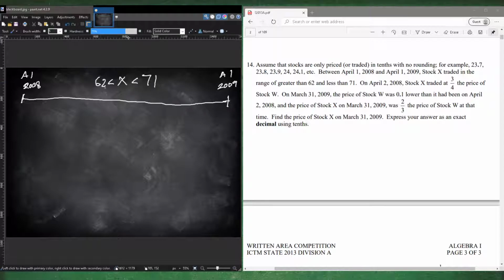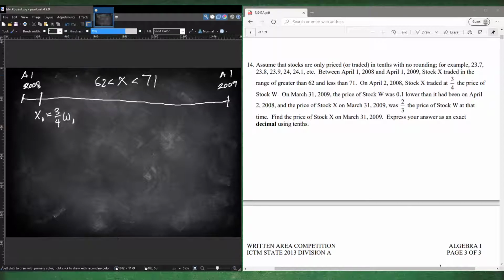71. Okay, not the best handwriting. On April 2, 2008, so somewhere right here, stock X traded at 3/4 the price of stock W. So stock X at this time, let's call that X subscript 1, at the beginning, is equal to 3/4 the price of stock W at that time.